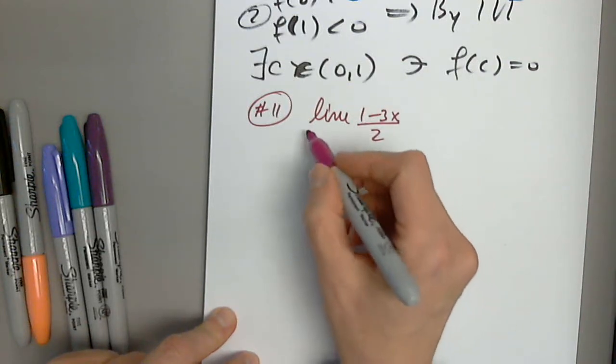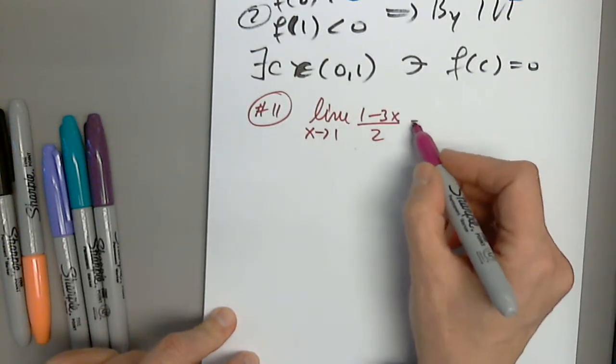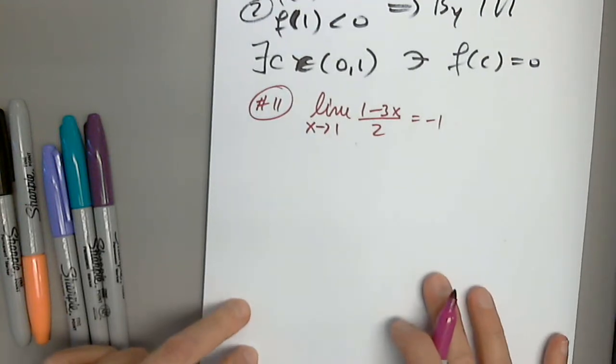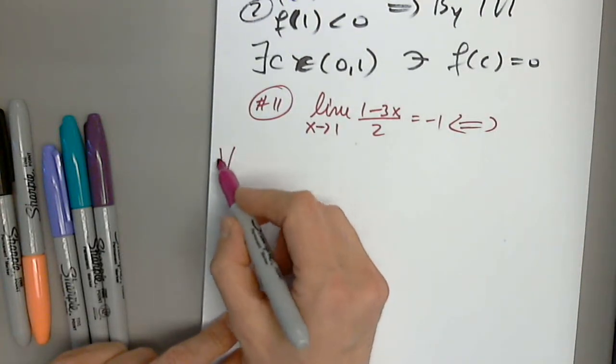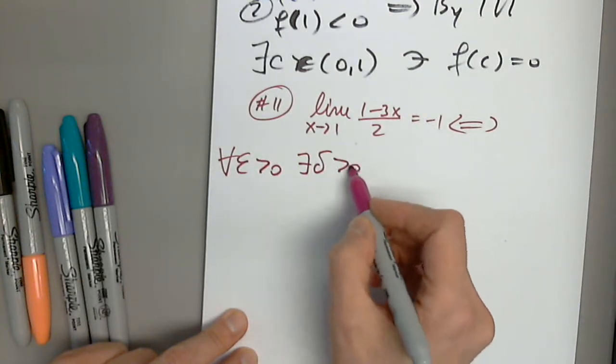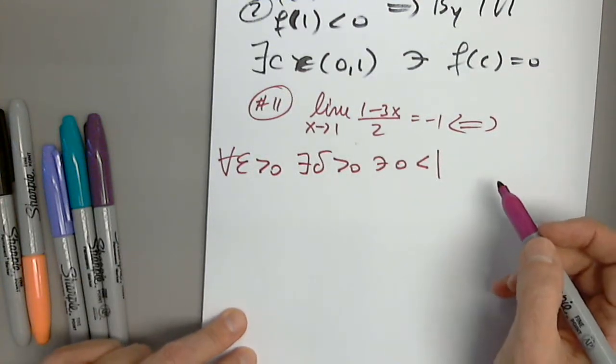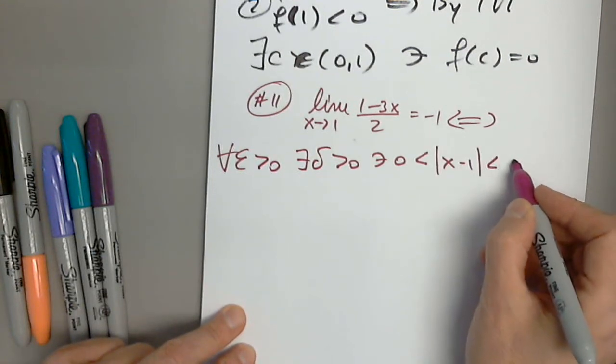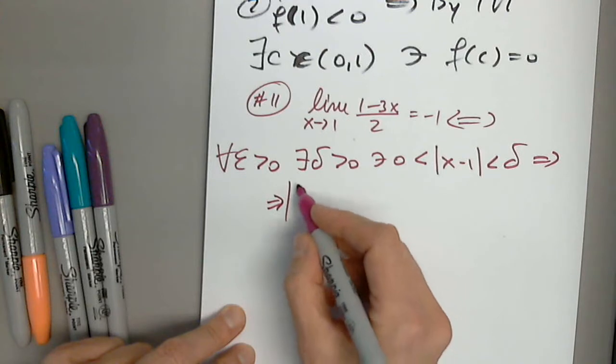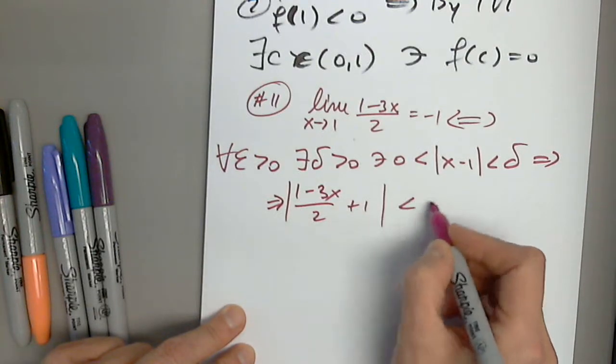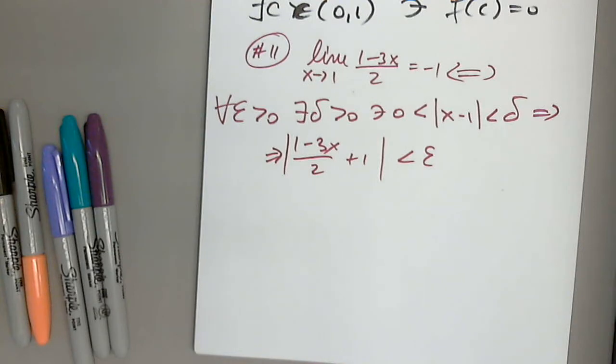The limit of 1 minus 3x over 2 as x approaches 1 is equal to -1. Using the precise definition: for every epsilon positive, there exists a delta positive such that every time I pick x close to 1, then I will have |1 - (3x over 2 + 1)| less than epsilon. So for every epsilon positive, I will find the corresponding delta positive such that every time I pick x close to 1, not 1, but close to 1, then the function value will be close to -1.